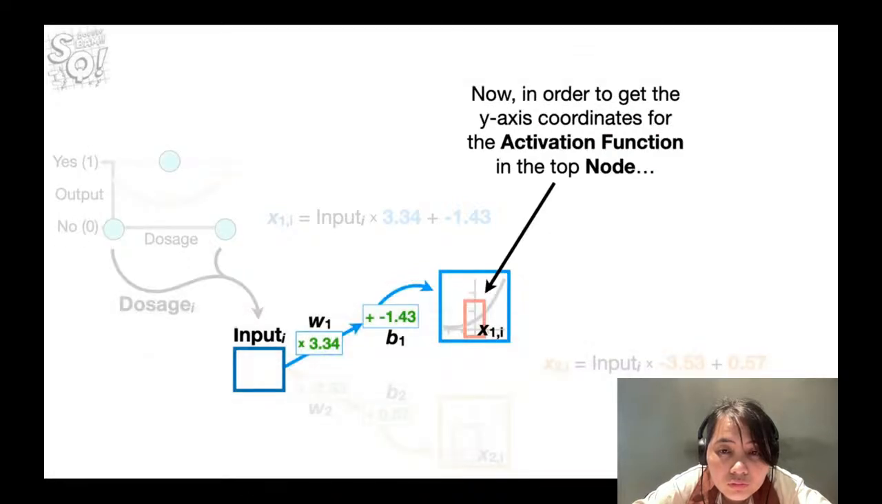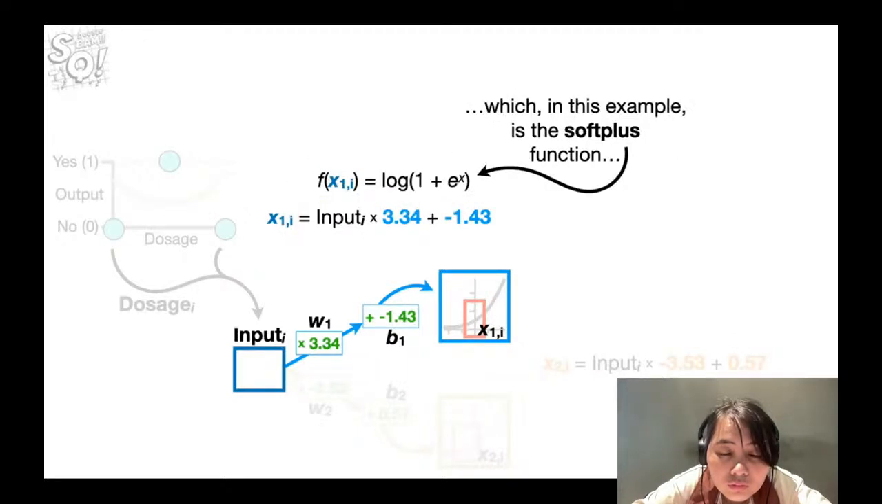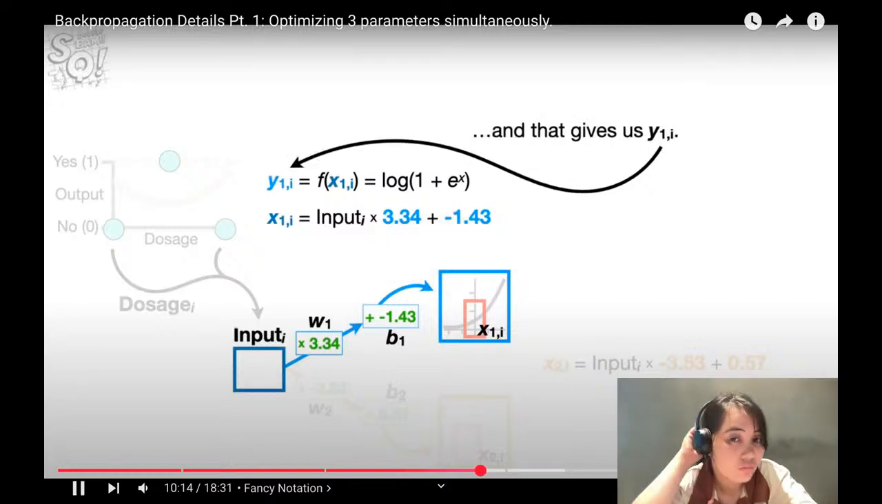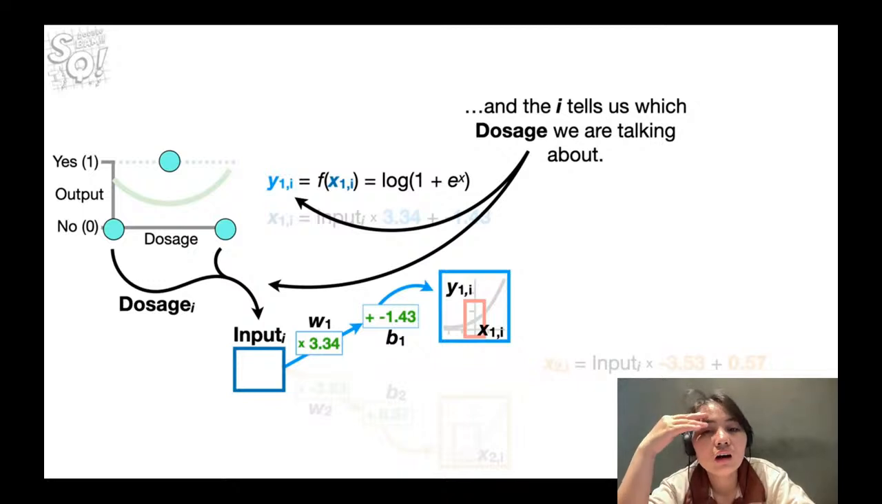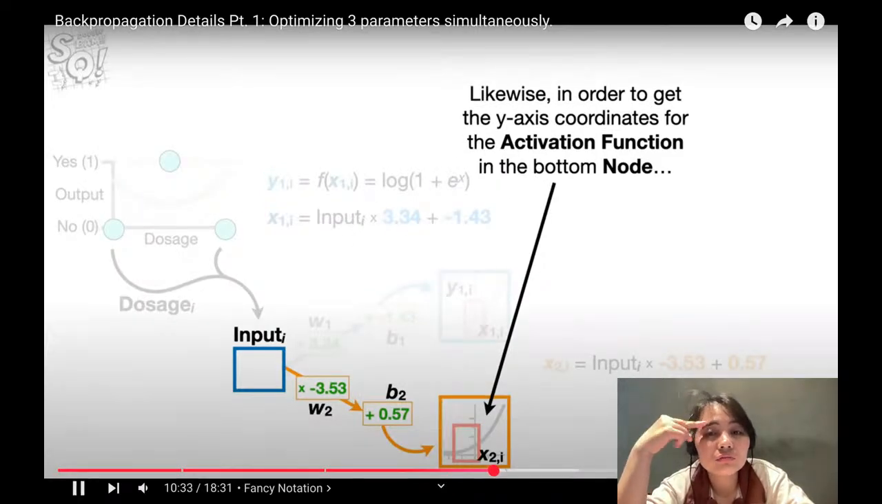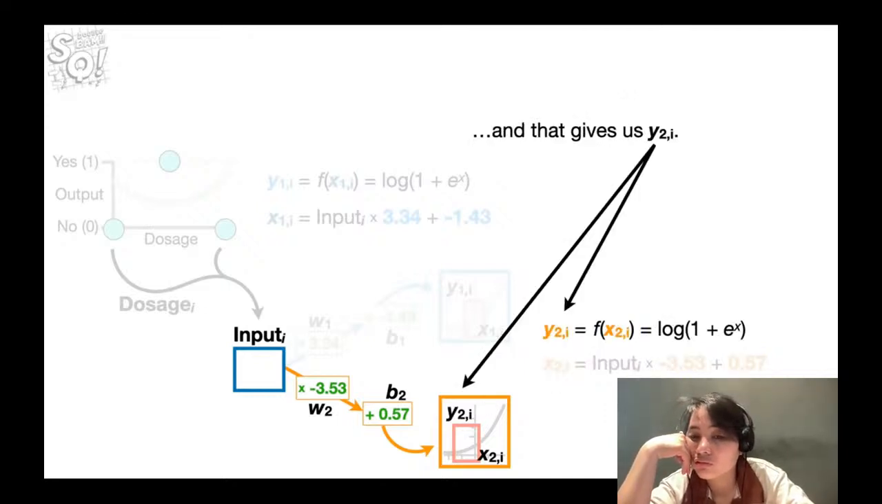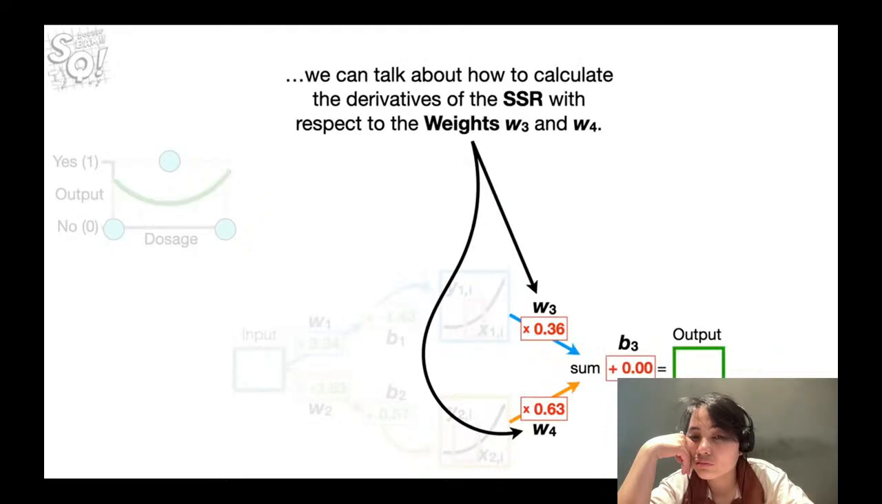Now, in order to get the y-axis coordinates for the activation function in the top node, we plug x sub 1, I into the activation function, which, in this example, is the soft plus function, and that gives us y sub 1, I. Just like before, the 1 in 1, I tells us that we are talking about the activation function in the top node, and the I tells us which dosage we are talking about. Likewise, in order to get the y-axis coordinates for the activation function in the bottom node, we plug x sub 2, I into the activation function, and that gives us y sub 2, I.